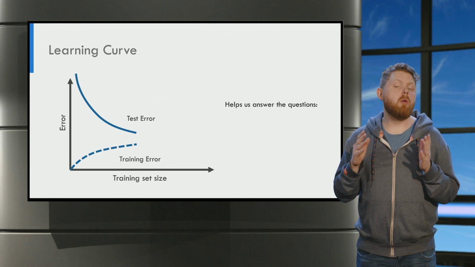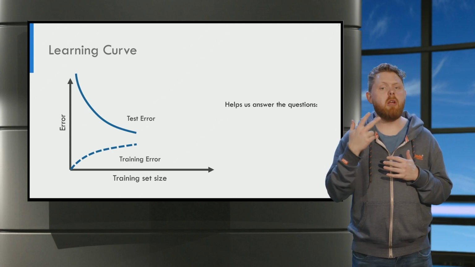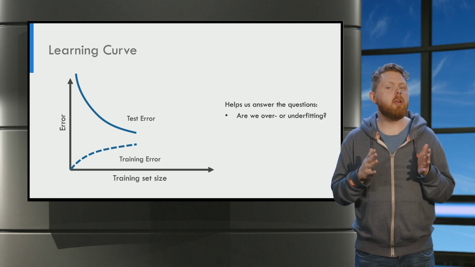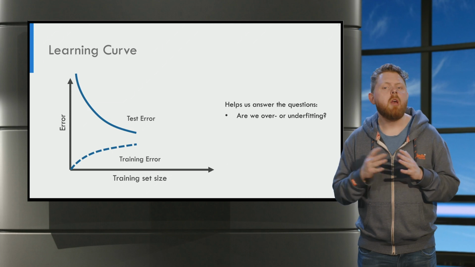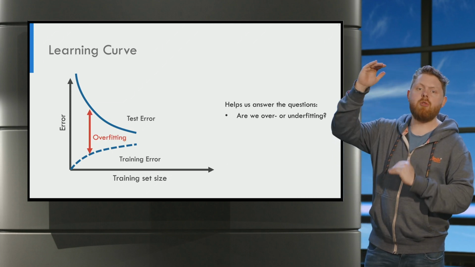So why would we look at this learning curve? Well, it can help us answer three questions. To start with, are we overfitting or underfitting? The more we are overfitting, the larger the gap between the train and the test error.